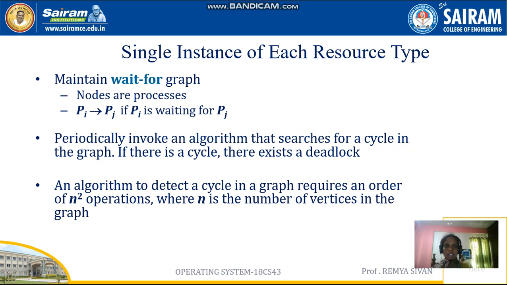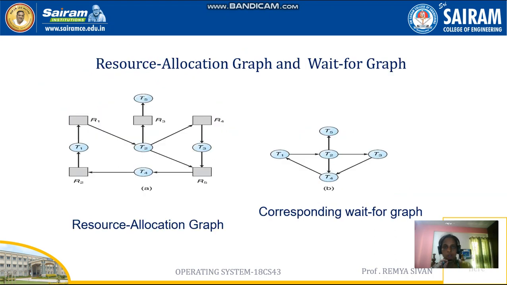For single instance of each resource type, we make one wait-for graph, and wait-for graph is a variation of resource allocation graph. Already we have learned what is resource allocation graph. From this resource allocation graph you can make the wait-for graph. After making the wait-for graph you have to see whether any cycles are there or not. If there is a cycle, that indicates deadlock is there. If there is no cycle, no deadlock.